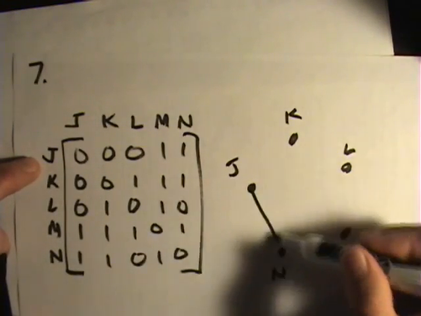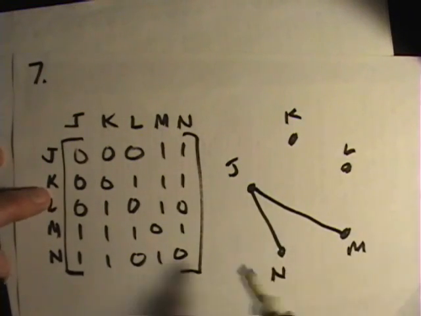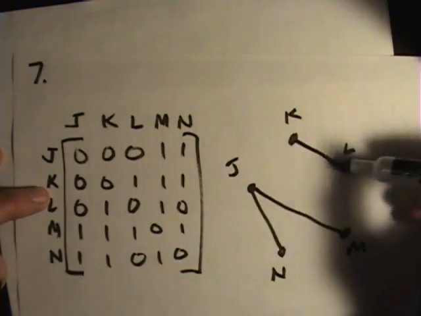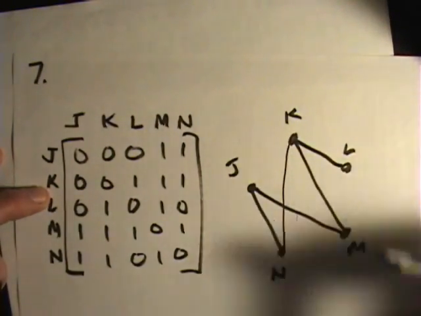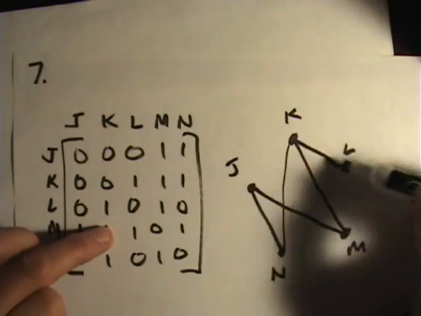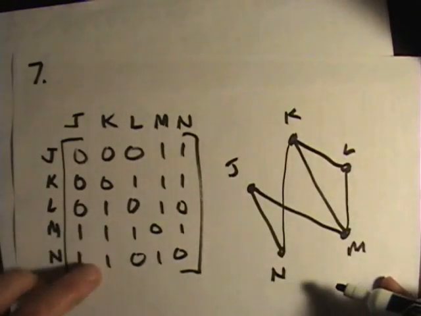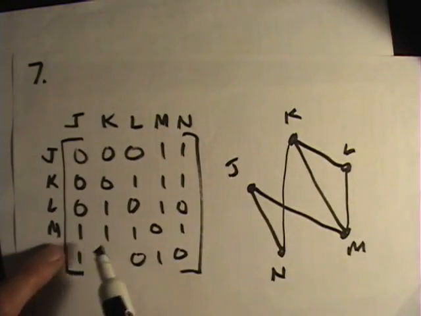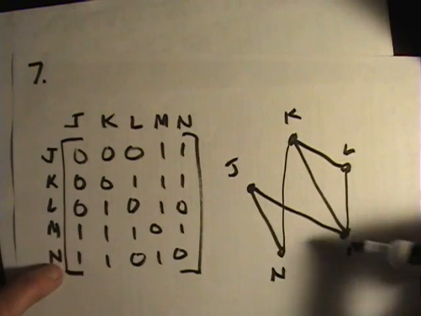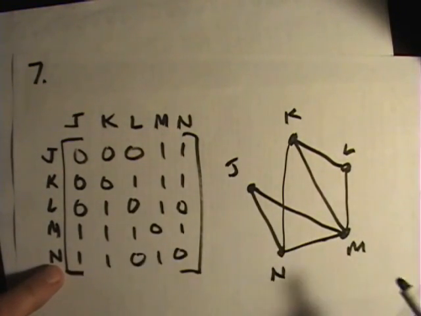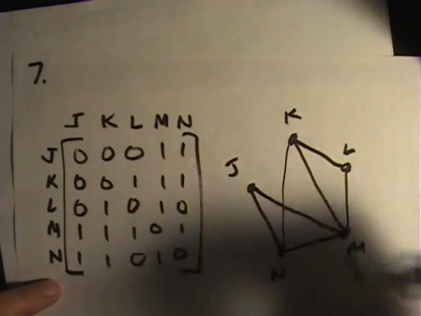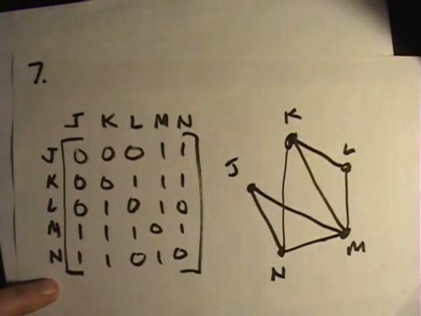So J connects to M and N. Pretty straightforward. K connects to L, M, and N. And so on. L connects to K and M. Already connected to K, but L connects to M. And then M connects to J, K, L. Already done that. And N, that's that one right there. And N, you'll see, connects to 3 others, and they're already there. So this is my rough draft if you want.